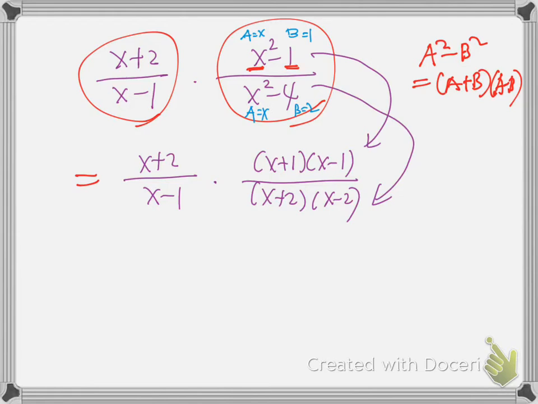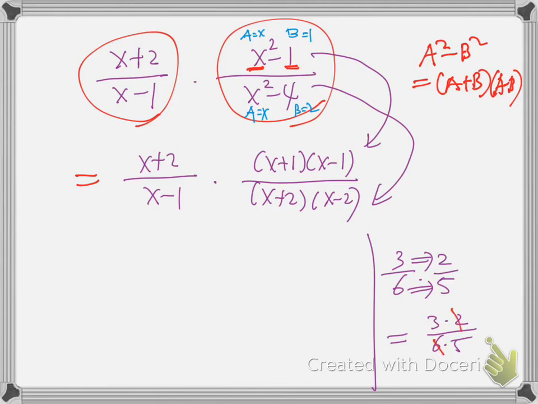Now, what's the multiplication rule for fractions? Let's look at an example. You have 3 over 6 times 2 over 5. The rule is top times top, bottom times bottom, so this is 3 times 2 over 6 times 5. Then we cancel common factors: 2 over 6 gives 1 over 3, and 3 cancels 3. You get 1 over 5.